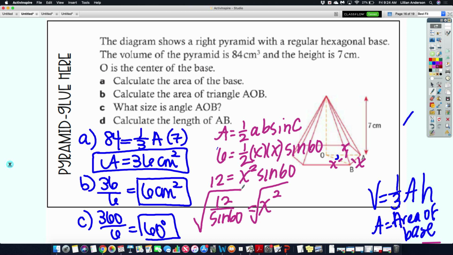And this only works because it's a hexagon and all those side lengths in those triangles are equal. It's an equilateral triangle inside of a regular hexagon. What's that number? 3.72.